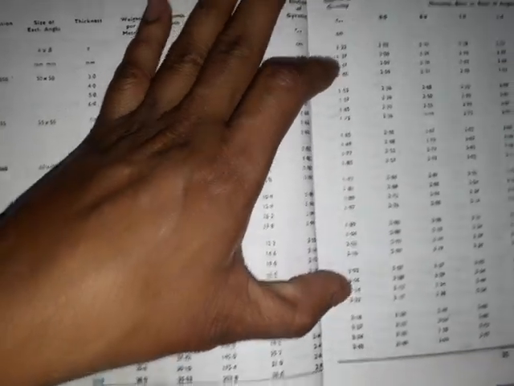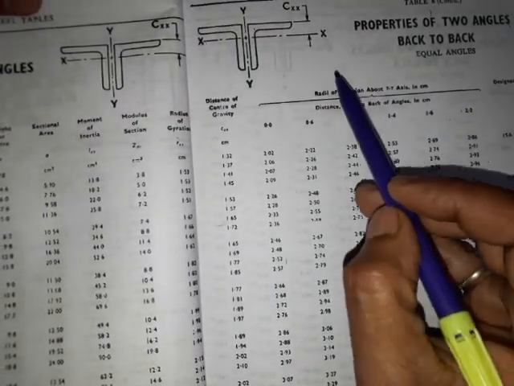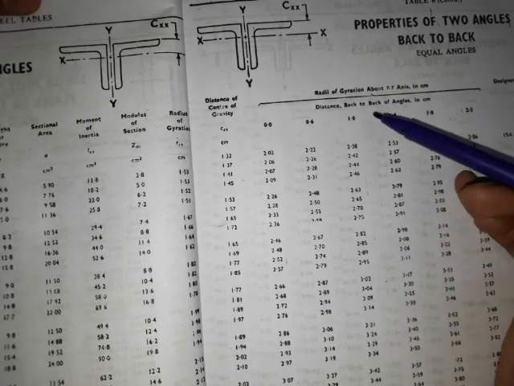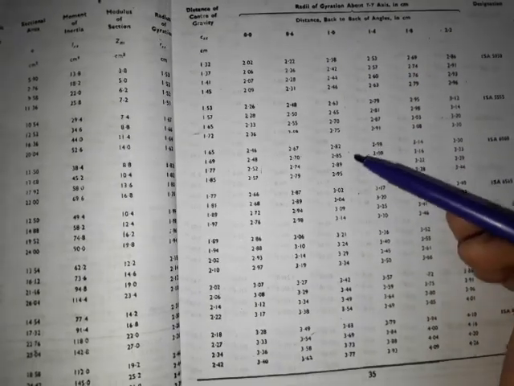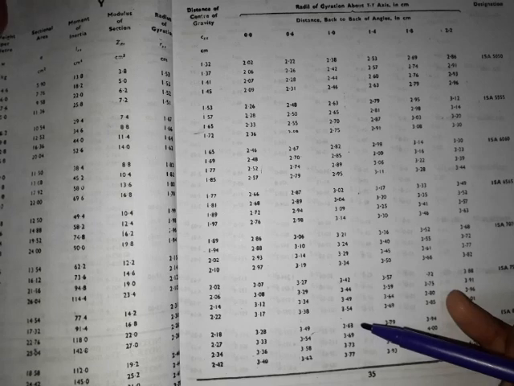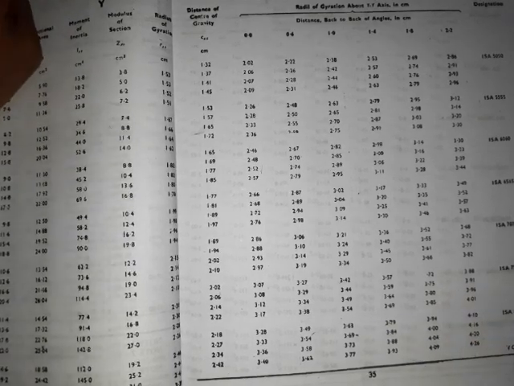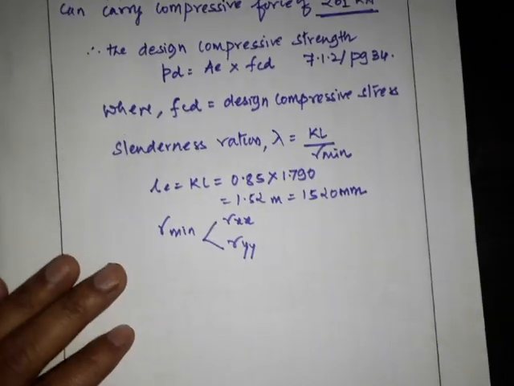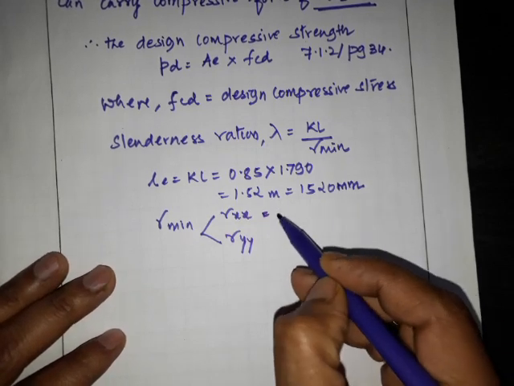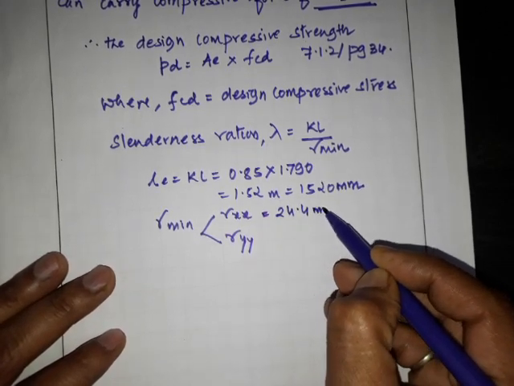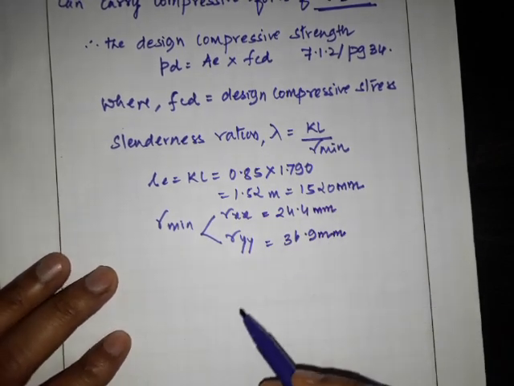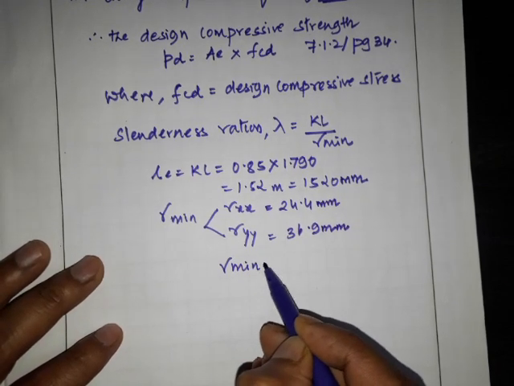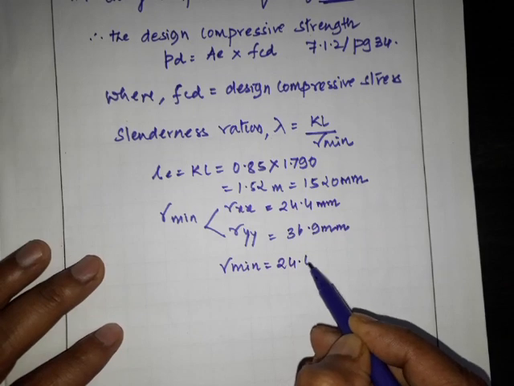When you refer here we get the radius of gyration about the y axis for the 10 mm gusset plate, which is 36.9. Now we have to note down RXX and RYY. So RXX is equal to 24.4 mm and RYY is equal to 36.9 mm. R minimum is the least of these two, so that is 24.4 mm.